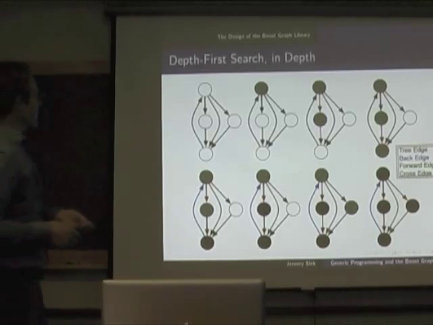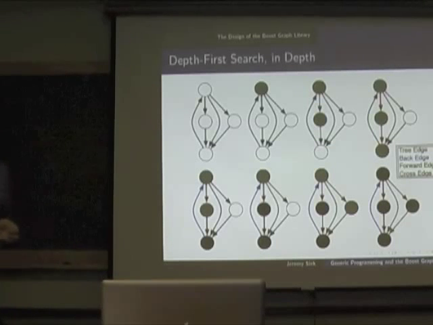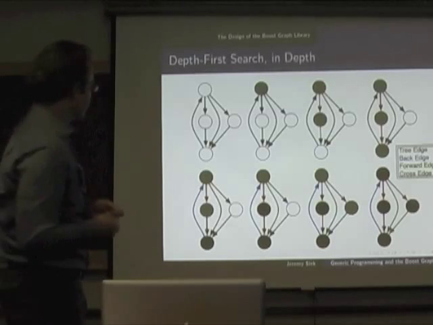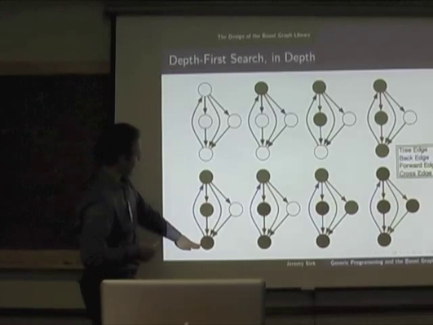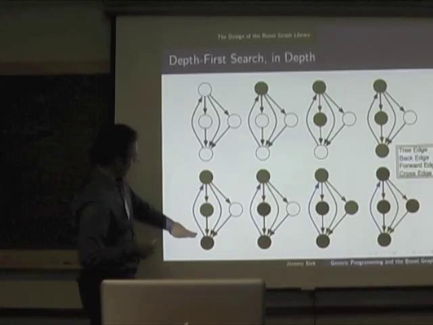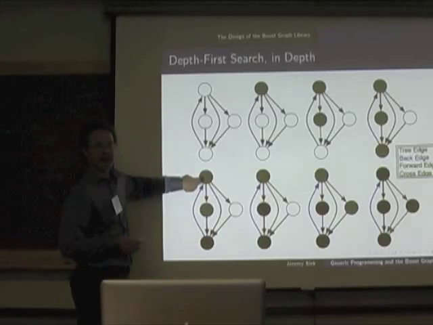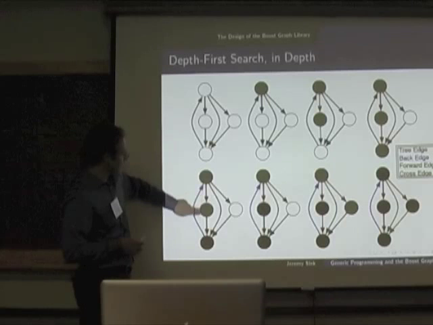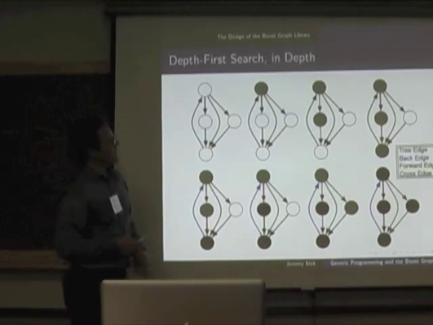If you add a gray color to your color scheme, and you're going along and you see something that's gray, then you can tell that you've got a cycle. You can't really see it, but these are gray here, and this guy's black. This blue edge is saying, I'm a black guy, and I'm looking and I see a gray guy. That means he was one of my ancestors in the tree, and so I've got a back edge.